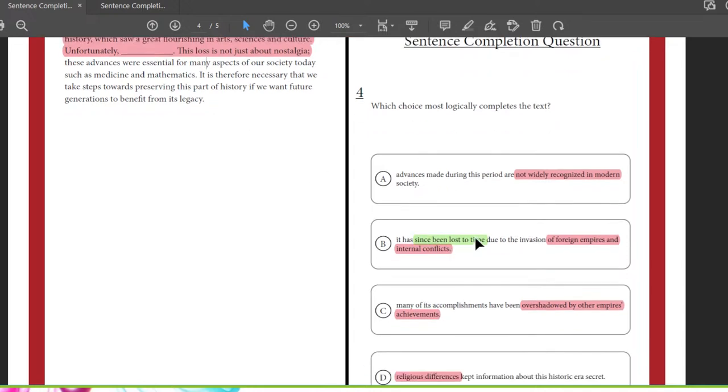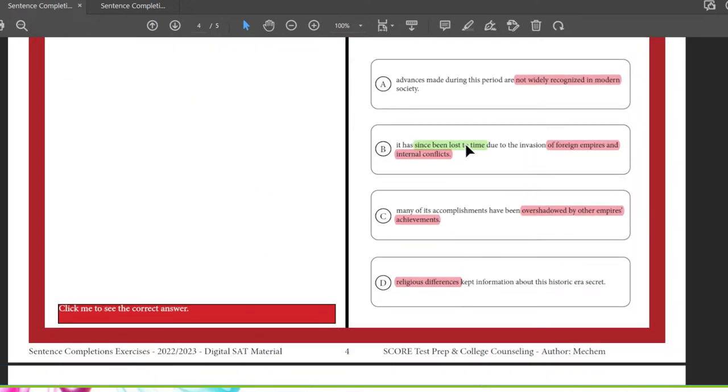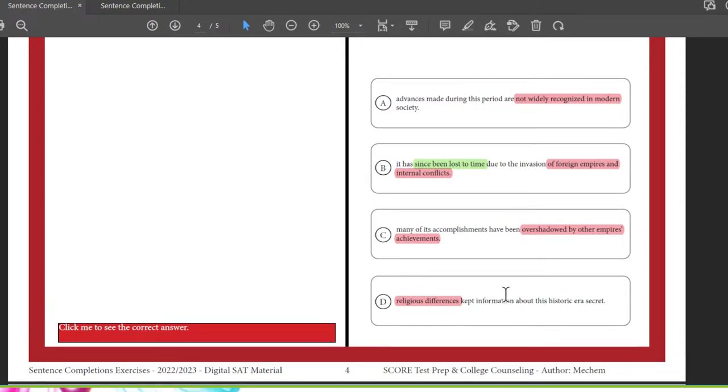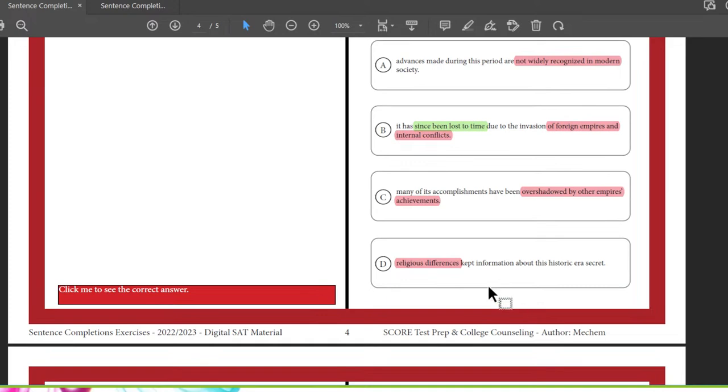So B would be your best answer here, because it does explain it, but it also has this connection to the next sentence. And since it says this loss, I'm going to try to connect it back to that. So while I think there might be truth to D, it doesn't quite have enough of a connection to the next sentence. And that's why I think B is the best answer.